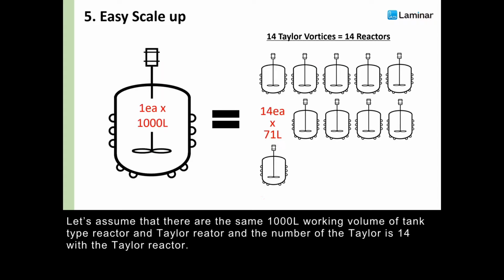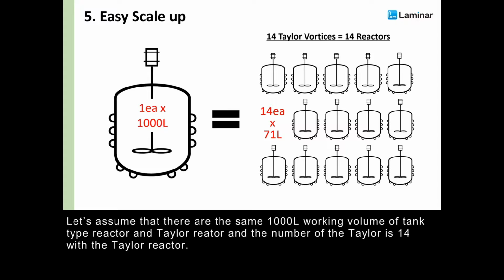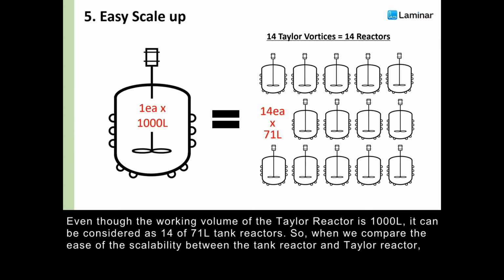So let's assume there are the same working volume tank type reactor and Taylor reactor, which is 1K liter. And the number of Taylor vortices is 14 in the Taylor reactor. So even though the working volume of the Taylor reactor is 1K liter, it can be considered as 14 of 71 liter tank reactors.